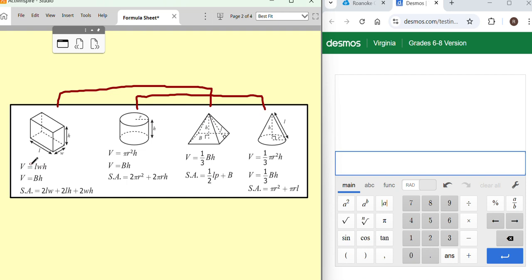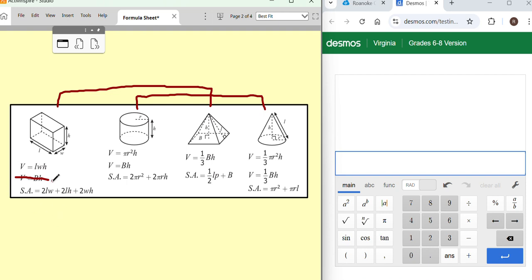Again, if you're looking for volume, how much it holds, you type in LWH. I would not use this formula, although you need to know that big B is the area of the base. Okay? Surface area, how much wrapping paper it would take to cover this box, is 2LW plus 2LH plus 2WH.